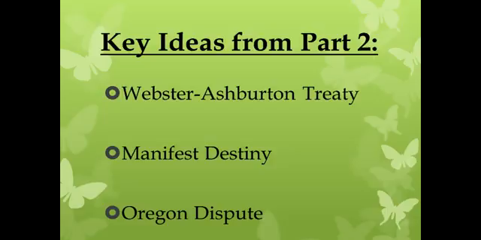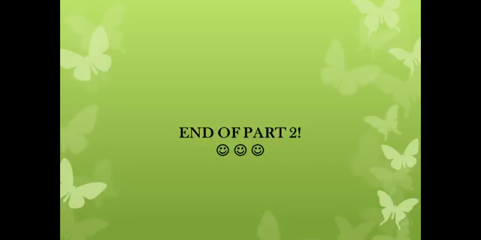So, key ideas we talked about from Part 2: the Webster-Ashburton Treaty, Manifest Destiny, and the Oregon dispute. I hope you learned what you need to. I hope it was useful for you, and I will see you next time.